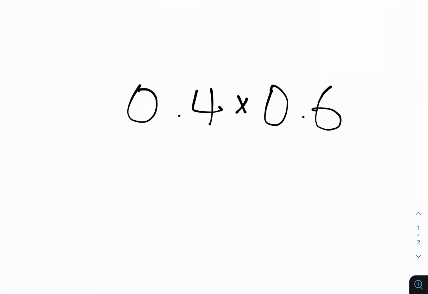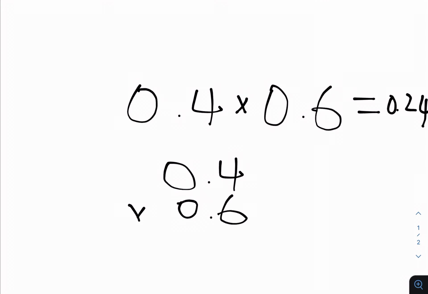And then for multiplication, 0.4 times 0.6 equals, pause the video. Okay, well this is just 0.24. This is because multiplying decimals is pretty much just multiplying normal numbers. 4 times 6 is just 24, right? We just move the decimal point. Since we have 1 decimal place here and 1 decimal place here, we have to move it 2 spaces, making it 0.24.